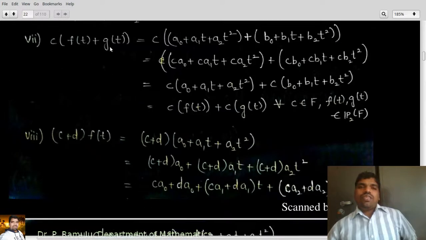So therefore, c into (f(t) + g(t)) is equal to c into f(t) plus c into g(t), for all s, c belonging to F, and f(t), g(t) belonging to P2 over F.